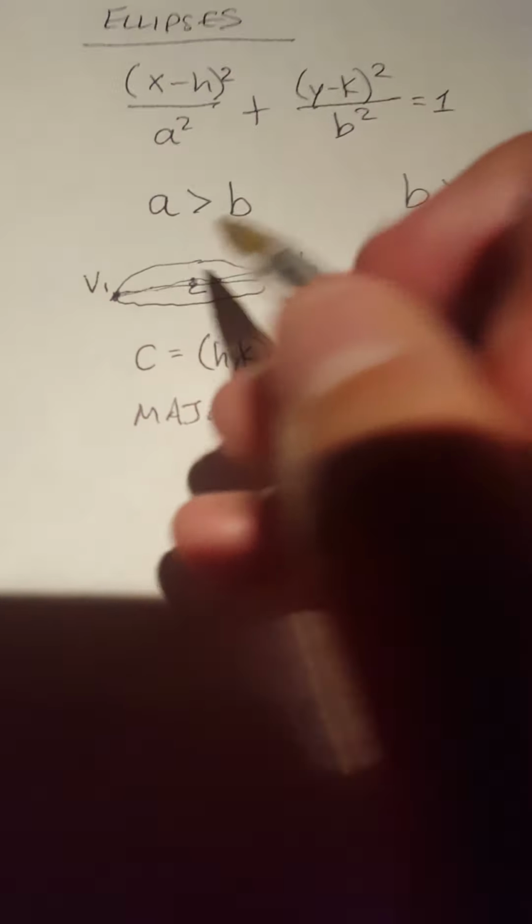Now, the other thing we need to know about this, if you had a line that connects the vertices right here, that goes through the center, that is called the major axis. Major axis. And the major axis is just going to basically be 2 times your a.